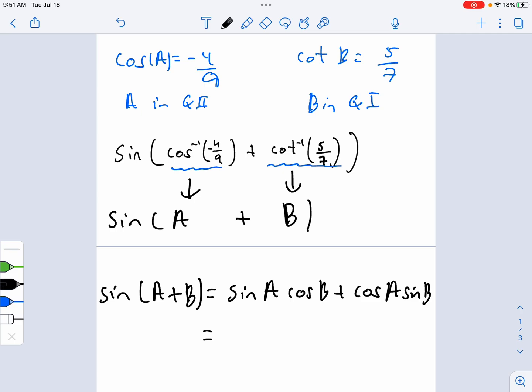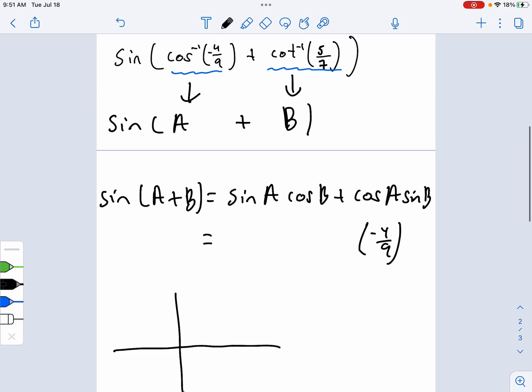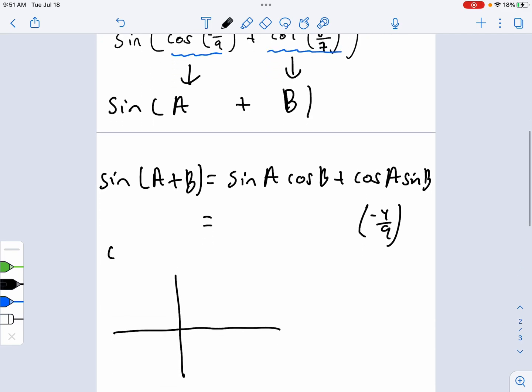We already have a value: cosine of A is minus 4/9, so you can plug that in directly right here. But I don't have the rest of the values, which we need to get. So I need to find sine A and the values for cosine B and sine B. Let's start with A. We know that A is in quadrant 2, and we were told earlier that the cosine of A was minus 4/9.